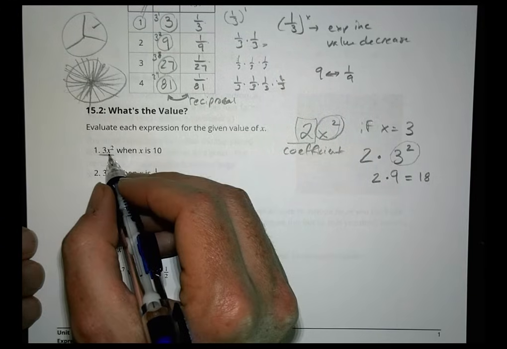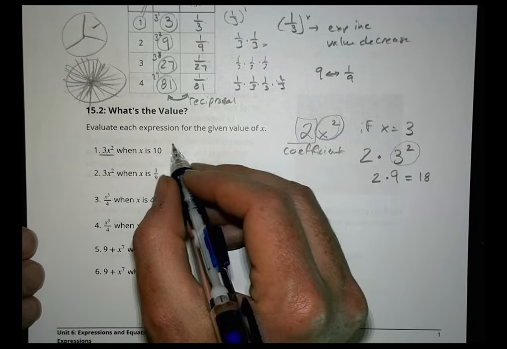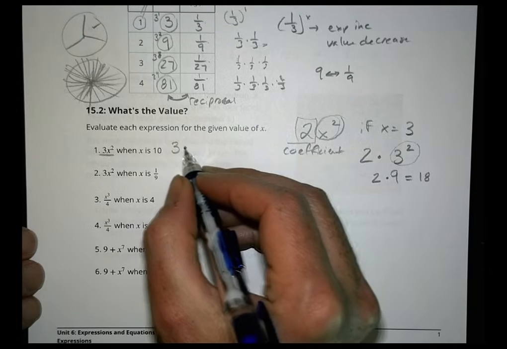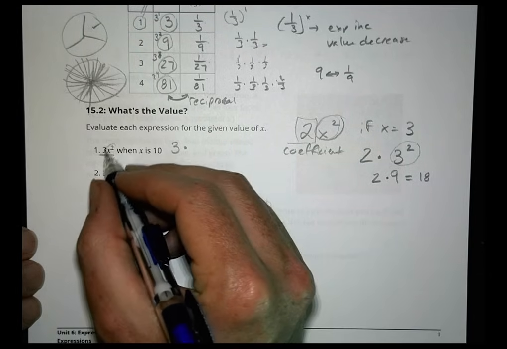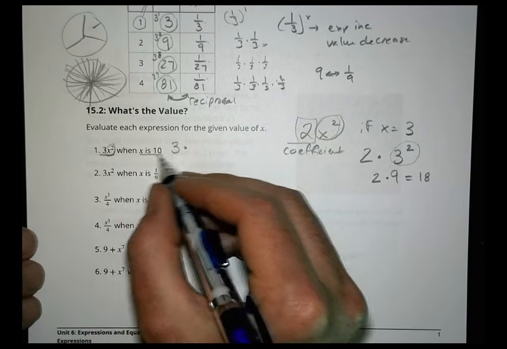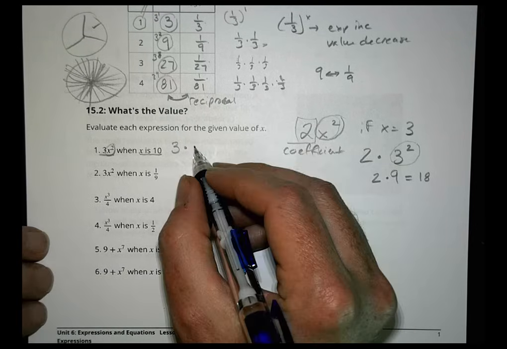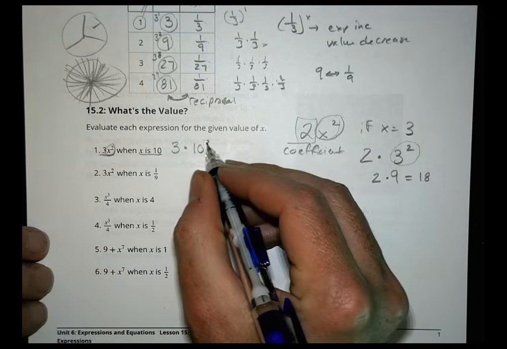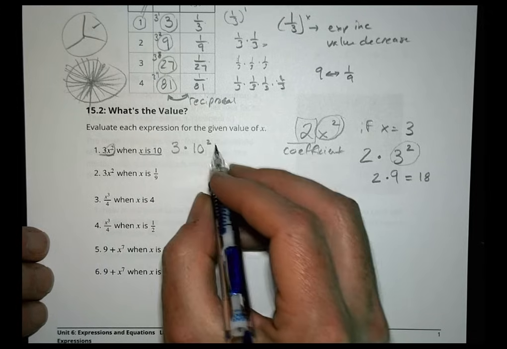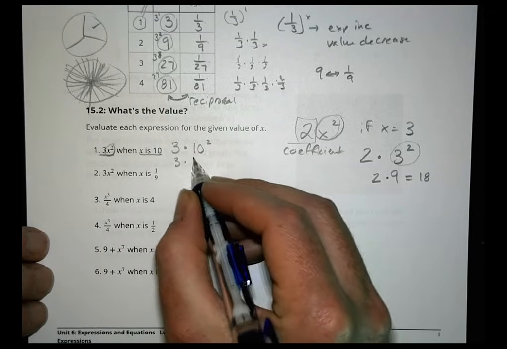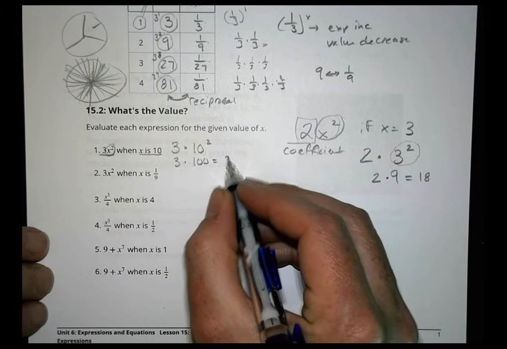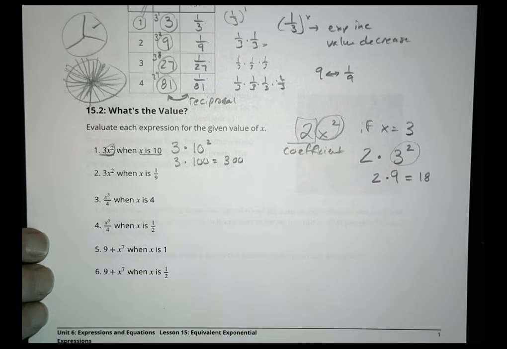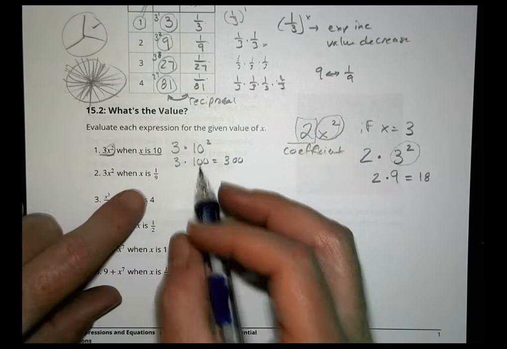So in this first one, when I have 3x squared, that means I'm going to do 3, and I'm going to multiply 3 by whatever x squared ends up being. Now x, they tell us, has a value of 10, so I'm going to do 10 squared. 10 squared is 100, so this becomes 3 times 100, and 3 times 100 is simply 300.